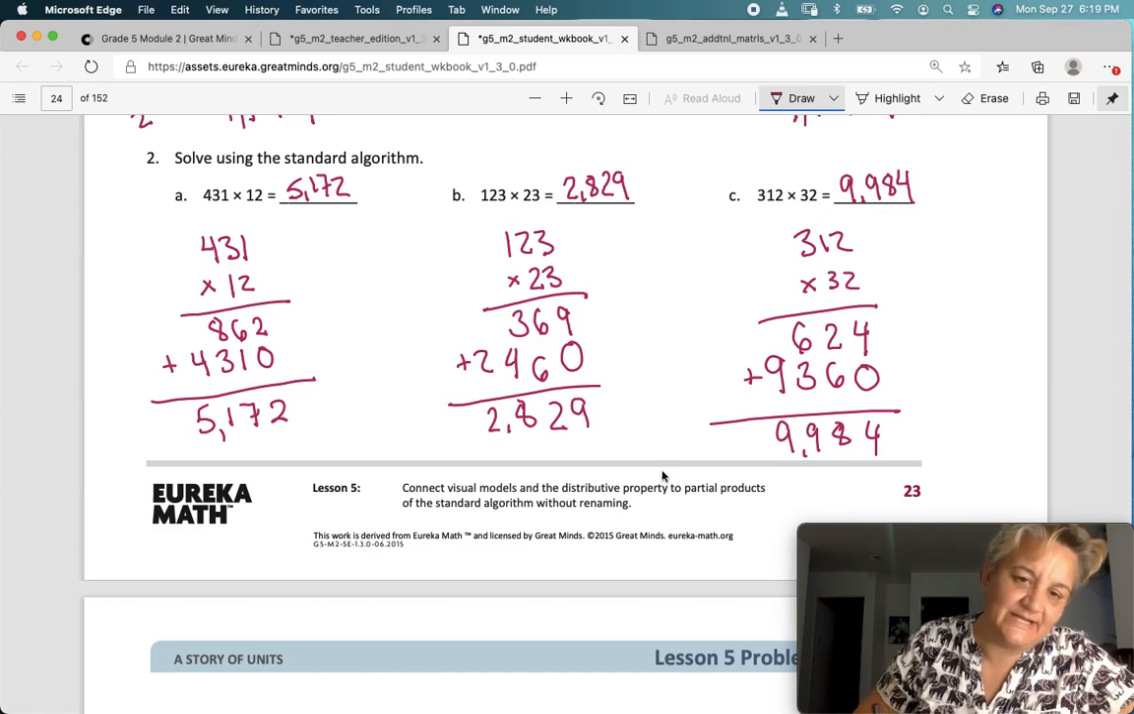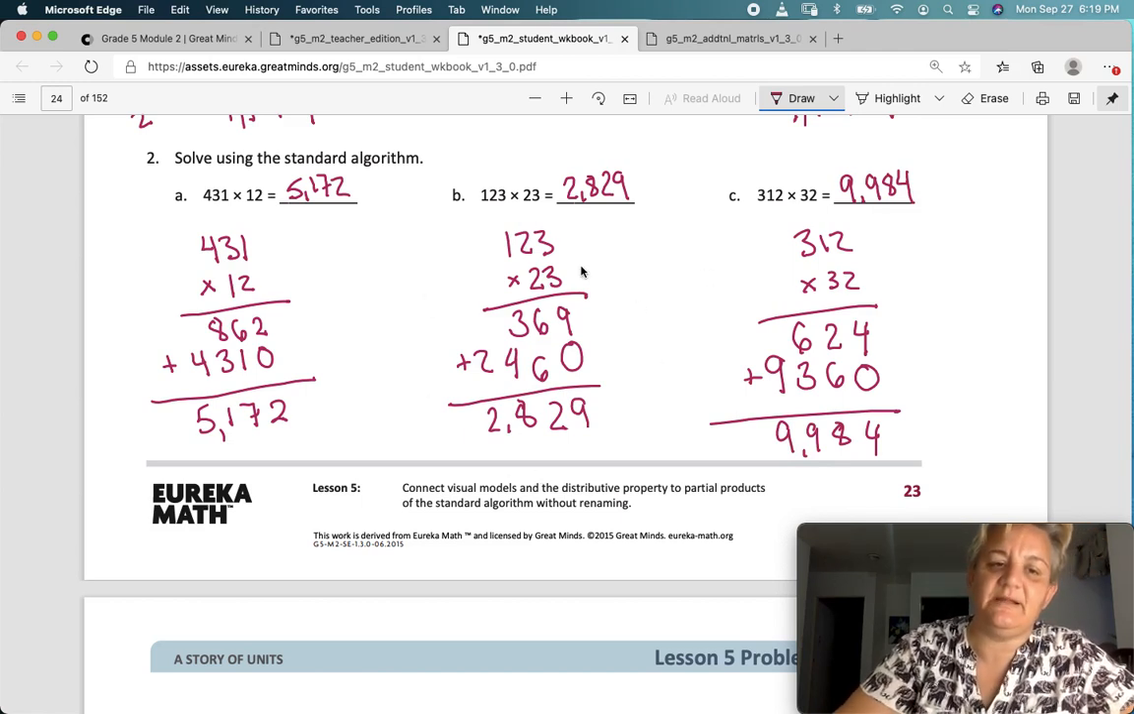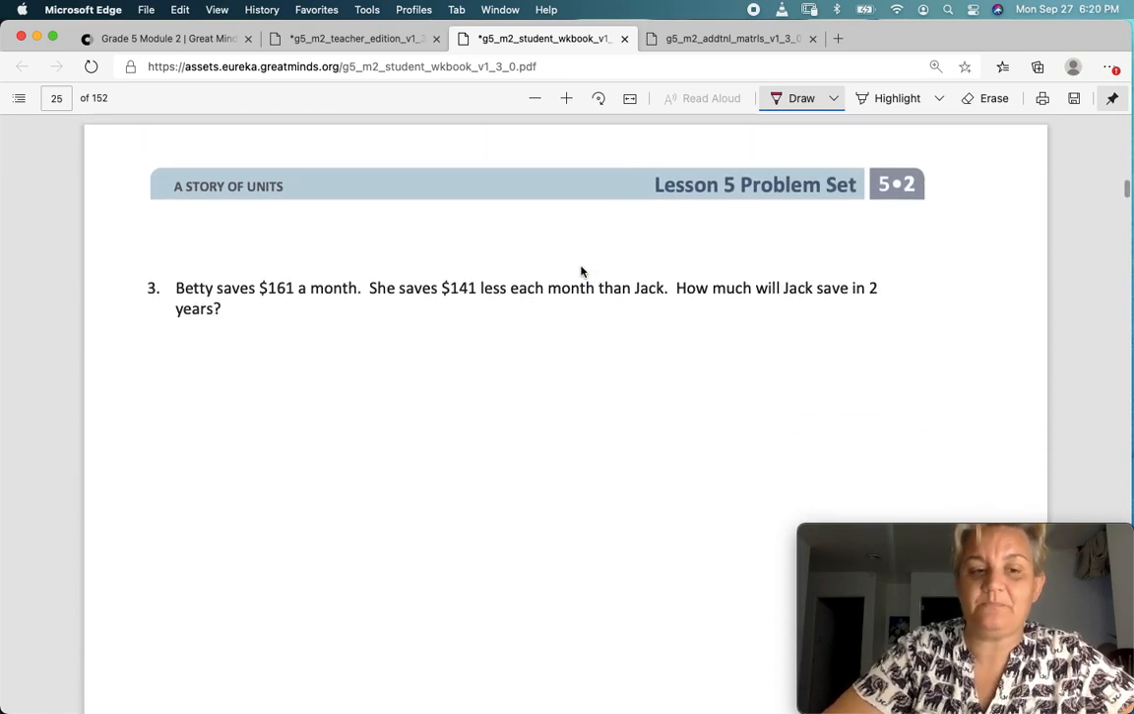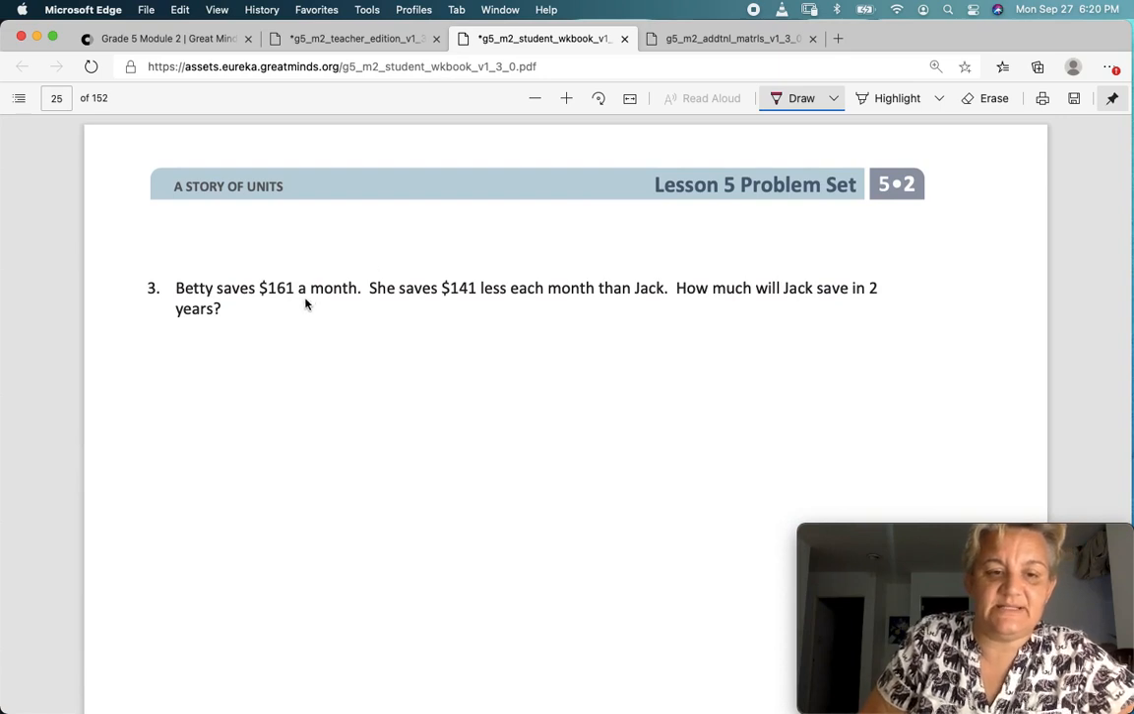That is the standard algorithm. You need to be able to do that in 5th grade. If you cannot, you need to get some help. Okay. Number 3, Betty saves $161 a month. She saves $141 less each month than Jack. Okay, less than Jack. So Betty saves $161.